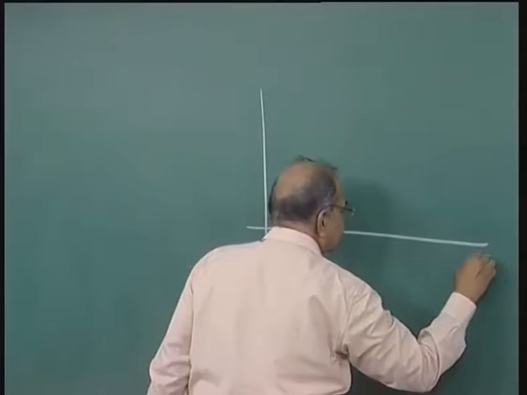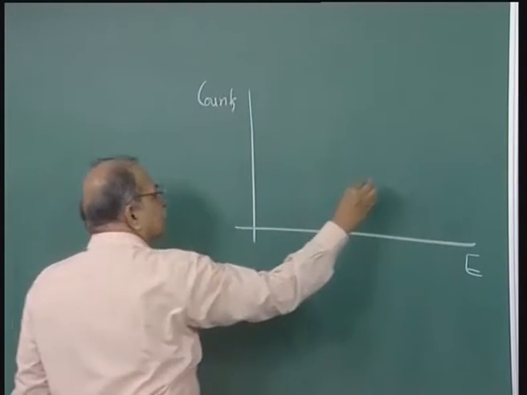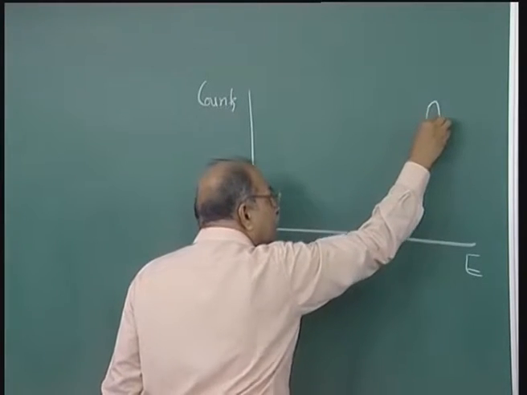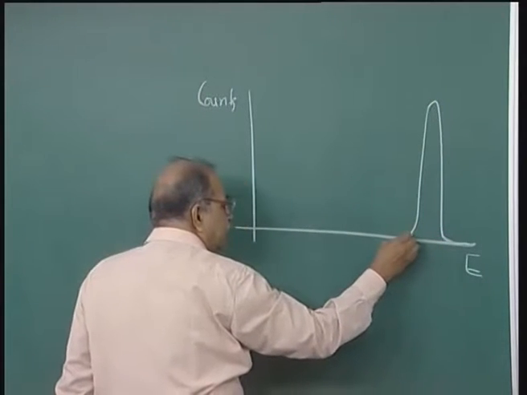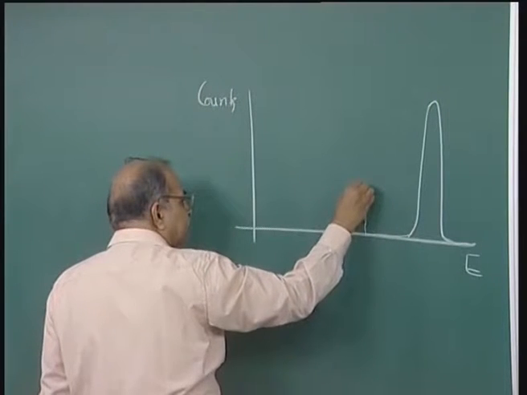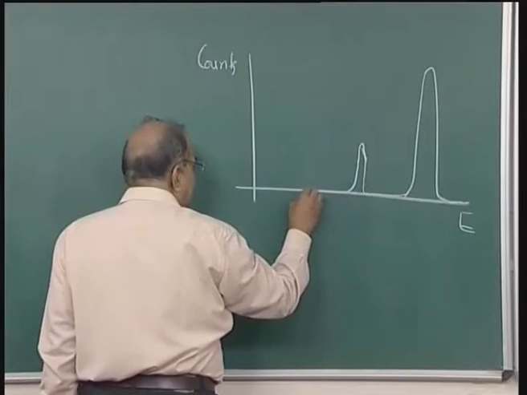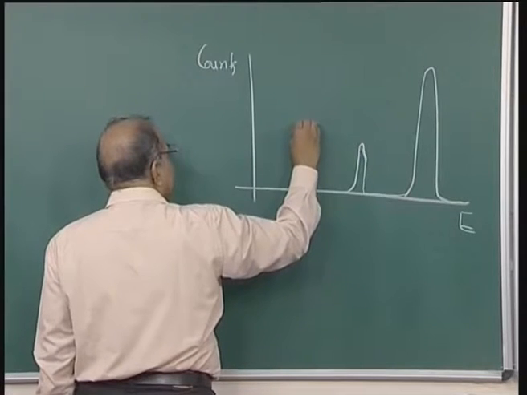Okay, now I will show you an RBS spectrum for a particular case. So, you have a sharp peak here, and then you do not have anything for some time, and then again you have a sharp peak here, and then again you do not have anything, and then again you have a sharp rise, and then it just continues.